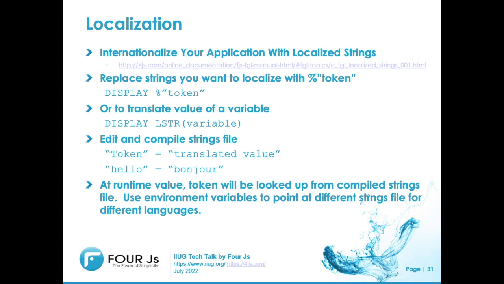Localization or internationalization. Using Genero, you can internationalize your application so that it can run in different languages. Have an English, French, German, Italian, Spanish, Chinese, etc. version of your application by replacing strings with tokens in your code base, and then at runtime, have these tokens replaced with the appropriate text in the desired language.